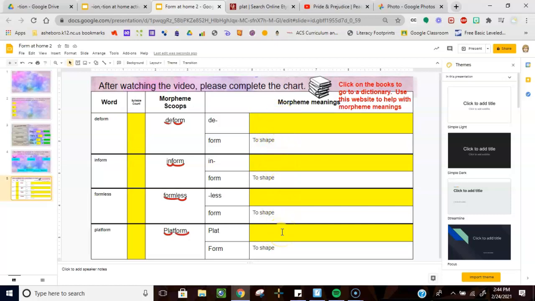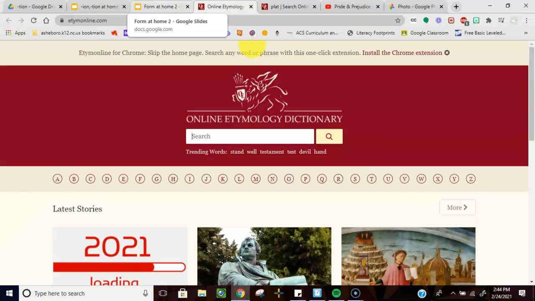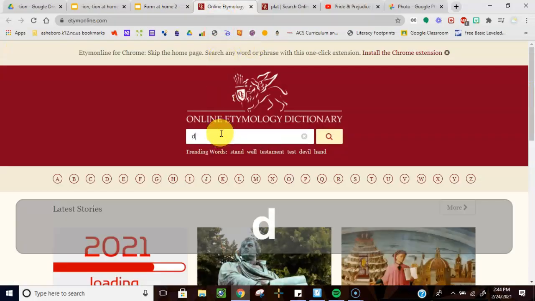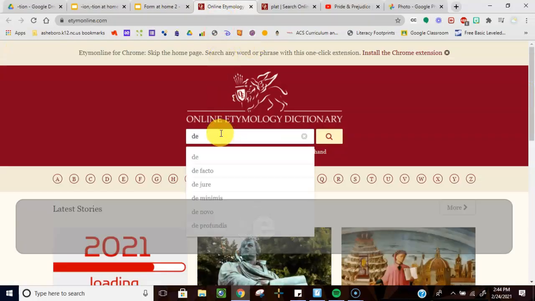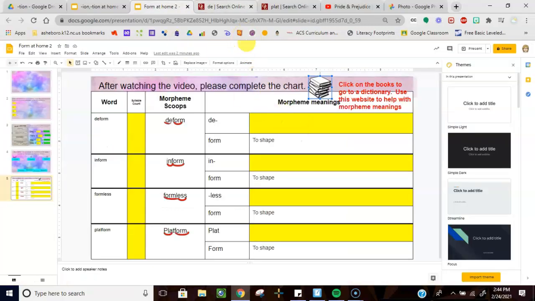What I'm expecting you to do is go over to these books here and click on it. If you click on it once, this dictionary pops up. And then what you're going to do is type in the morpheme that I want you to do, which will be the box that is yellow. So here I want you to look up de, or de form. So you're going to type in de. And let's see, it means down from, off, away from. Okay, so then I'm going to come over here and type that in that box.